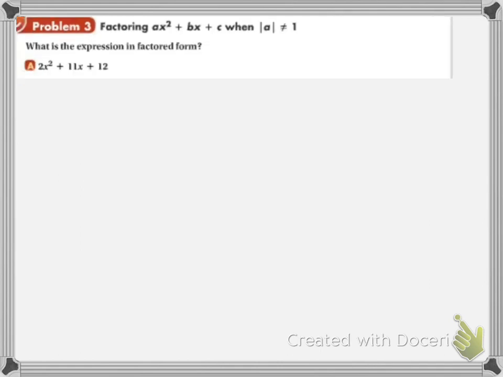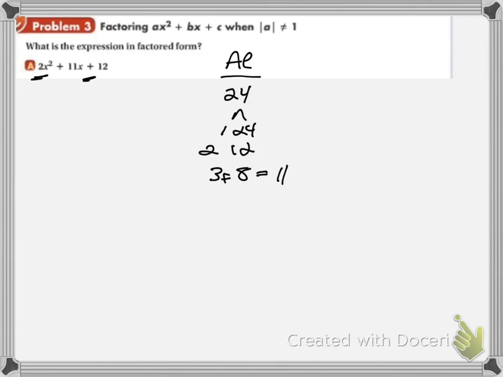Now factoring when the a isn't 1. It's not much different. Find your AC number. My AC number is 2 times 12, which is 24. What are my factors of 24? Well, 1 and 24, 2 and 12, 3 and 8. Well, again, we're adding. So 3 plus 8 is 11. Well, that matches the 11, so we're good there. I'm going to do the same exact thing I just did.